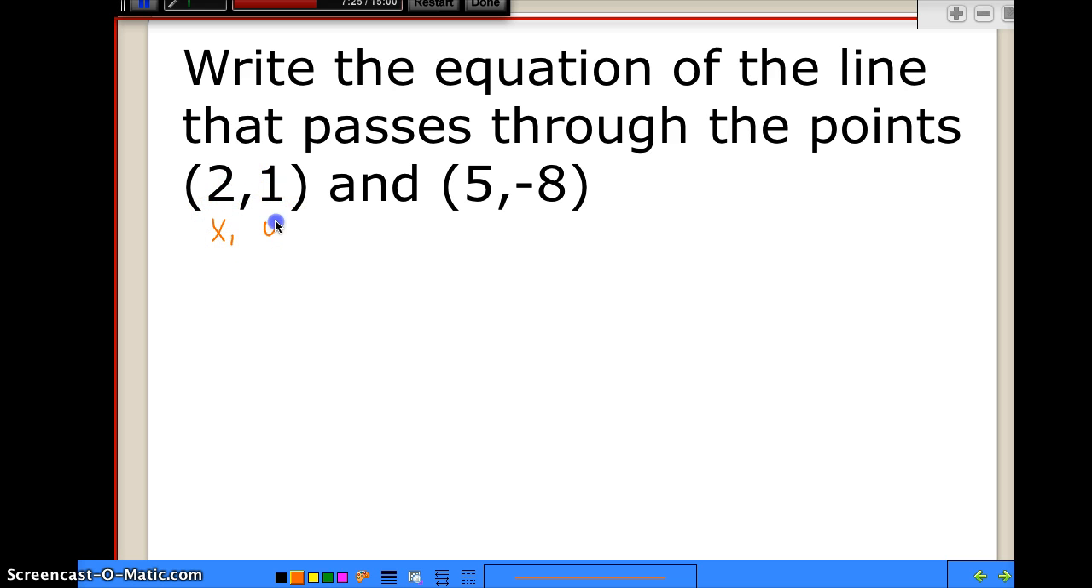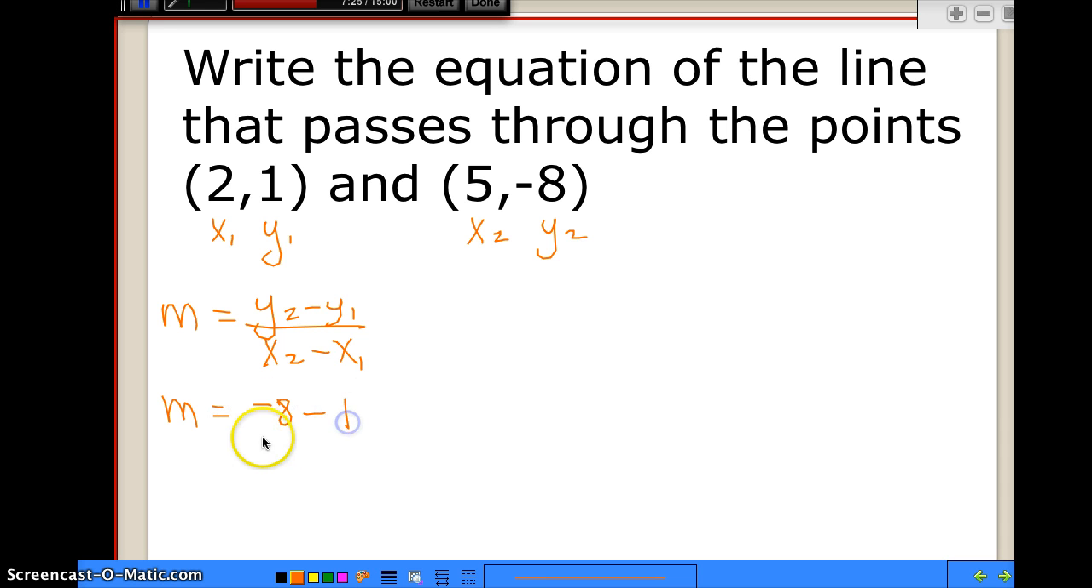We know that this is x and y of the first point, and this is x and y of the second point, and I can use the slope formula, which is actually on your reference sheet, y2 minus y1 over x2 minus x1. Go ahead and substitute that in. y2 is -8, minus y1 is 1, all over x2, which is 5, minus x1, which is 2. -8 minus 1 is -9, and 5 minus 2 is 3, and -9 divided by 3 is -3.